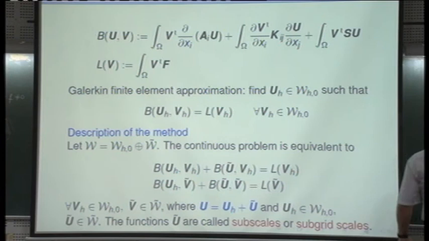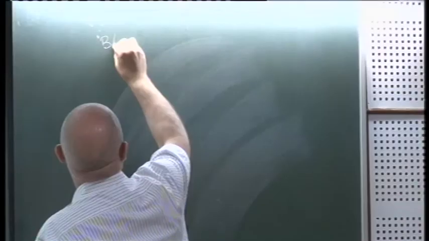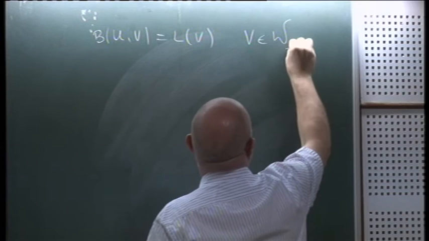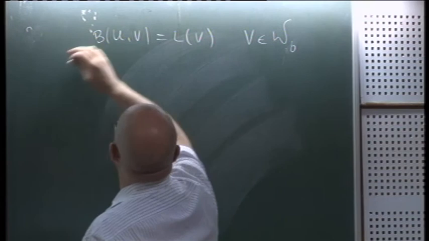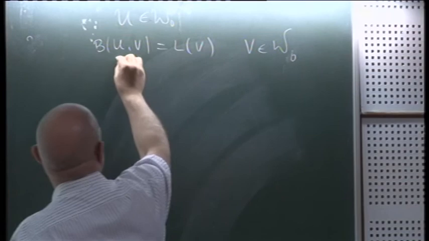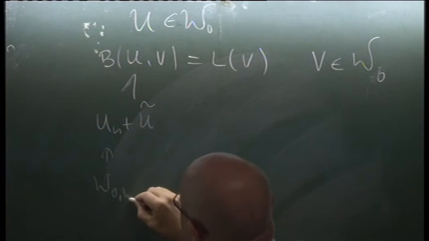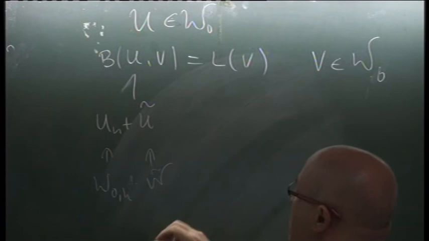So the idea is, we have B of U V equal to L of V, okay? And B belongs to W naught, and U belongs to W naught, okay? So we split U into UH plus U tilde, where UH belongs to W naught H, the finite element space, and U tilde belongs to the complement that also has to satisfy the boundary conditions. So W naught should be equal to the direct sum of those two spaces.